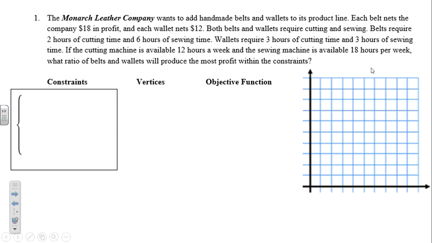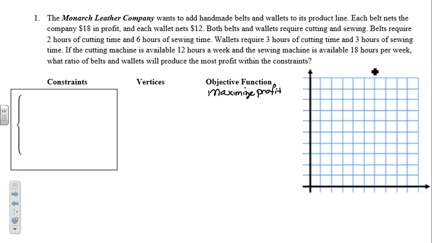So our whole goal here is to figure out what's the maximum profit. What's the maximum profit? So our objective, our goal, the whole reason we're doing this is to maximize our profit, right? All right, so how do we maximize that profit?